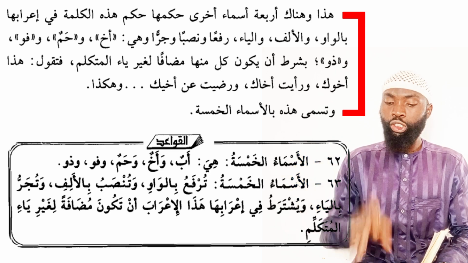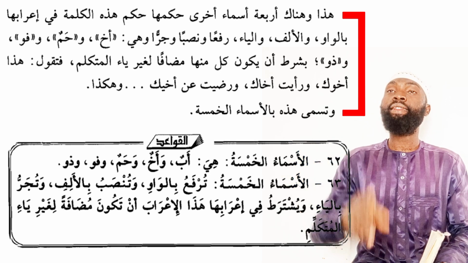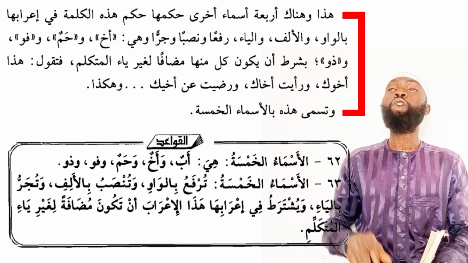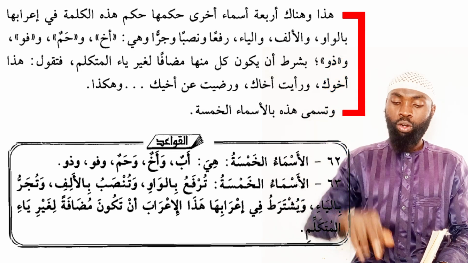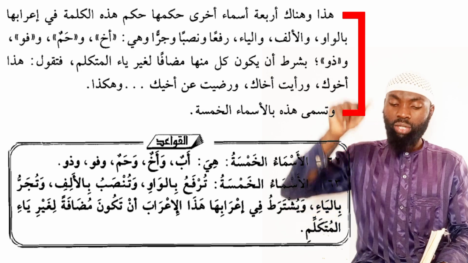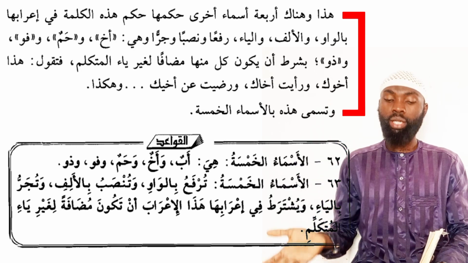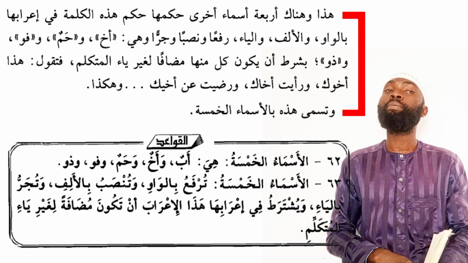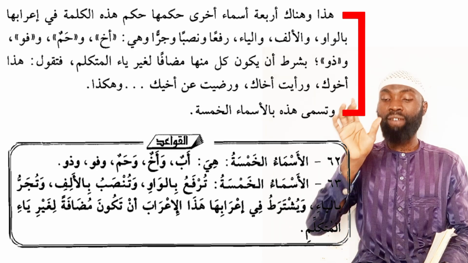Then you will say hadha akhuka, this is your brother. Wara'aytu akhaka, I saw your brother. Waraditu an akhika, and I'm pleased with your brother. And this way, these nouns are called the 5 nouns.